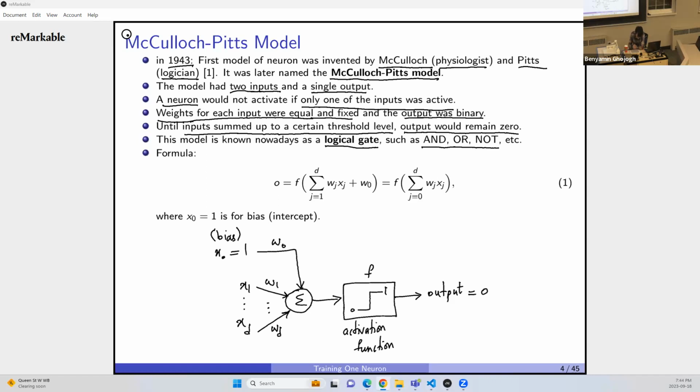So the formula is this. Output equals f of the summation of wj xj plus w0, for all d dimensions. Here, I'm assuming I have d dimensions, so d features. Therefore, I have x1 to xd, and for each of them, I have some weights, so I have w1 to wd. Then I can multiply them by each other. So what is this, by the way? This is the inner product between the vector of weights and the vector of data, right? Plus w0 for having the bias.